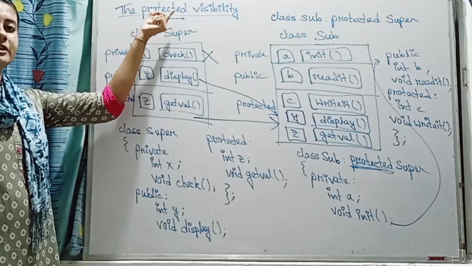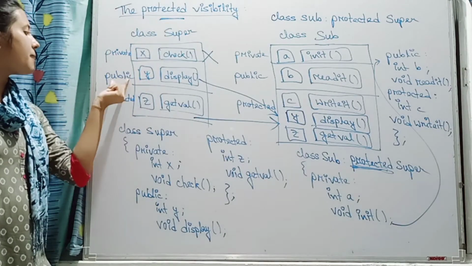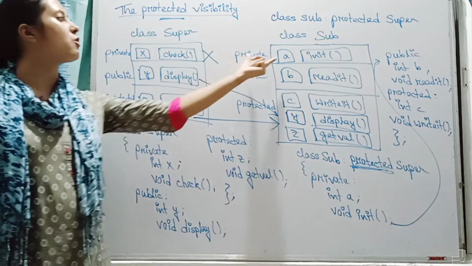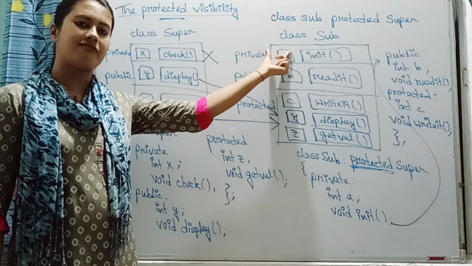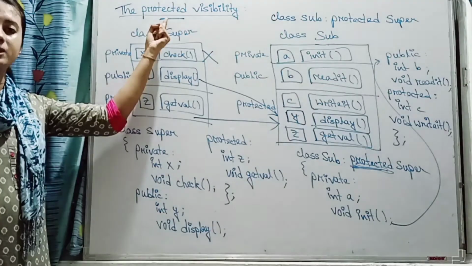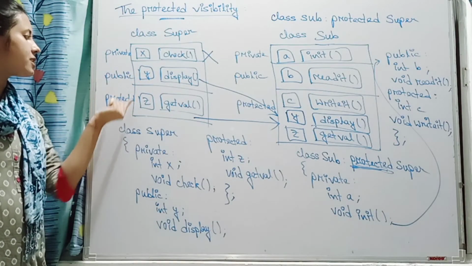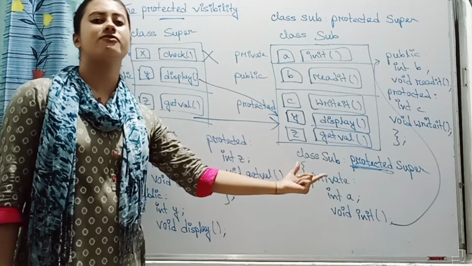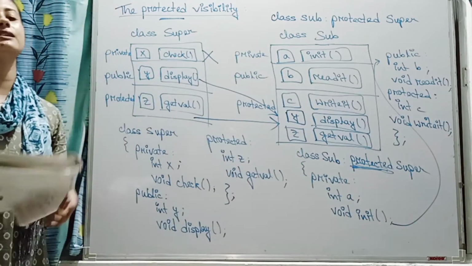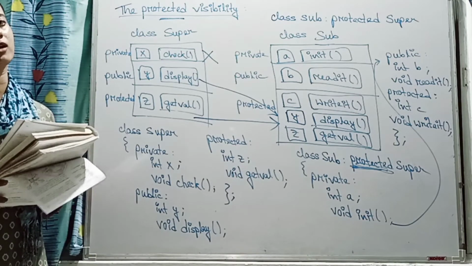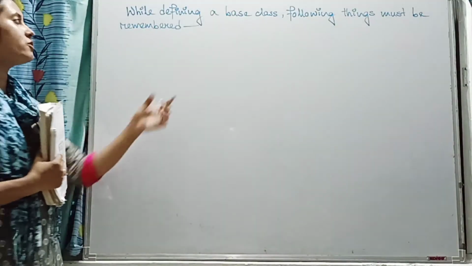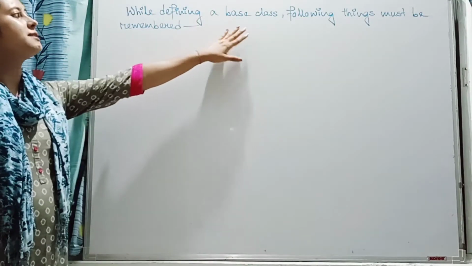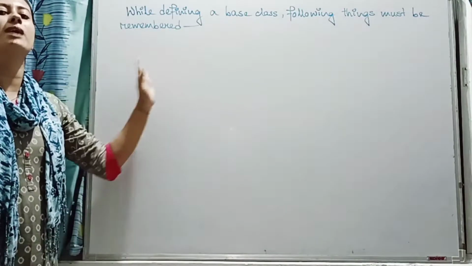For the visibility mode as private, public and protected, both the data members and member functions will go to the private section of the derived class. And if my visibility mode is protected, then public and protected, both the members will go to the protected section of the derived class. So this is how the visibility mode works. Okay. Now you come to this point that while defining a base class, what things you must keep in mind.